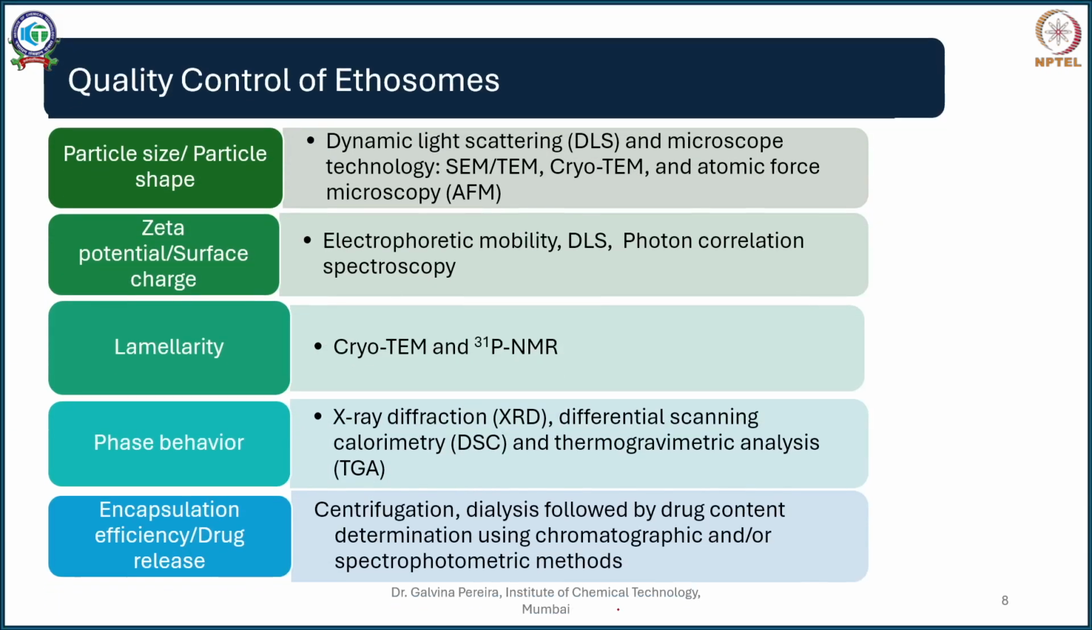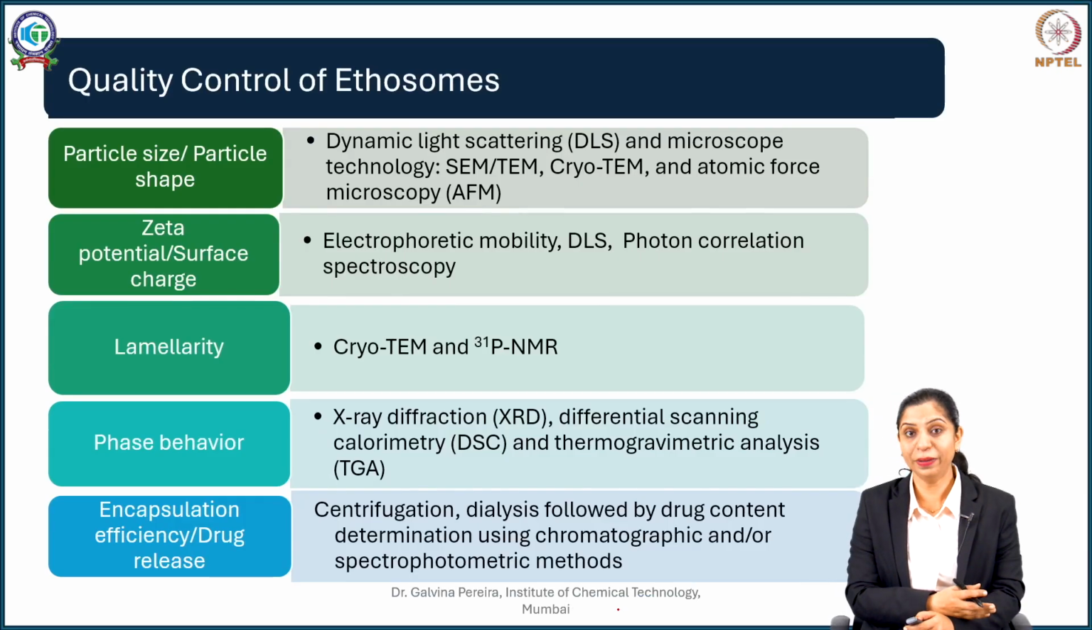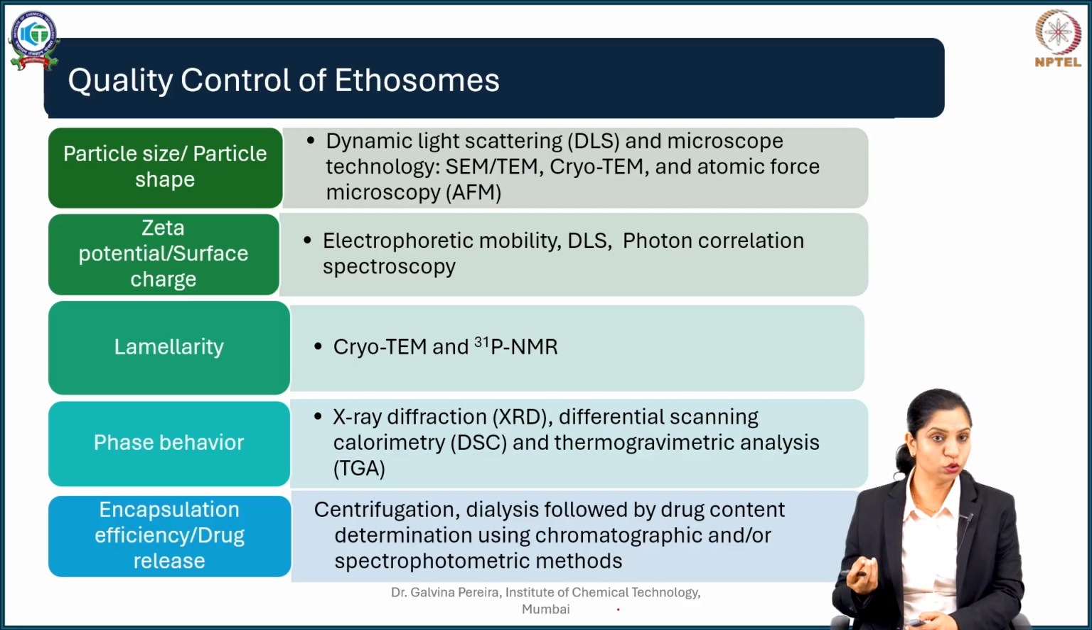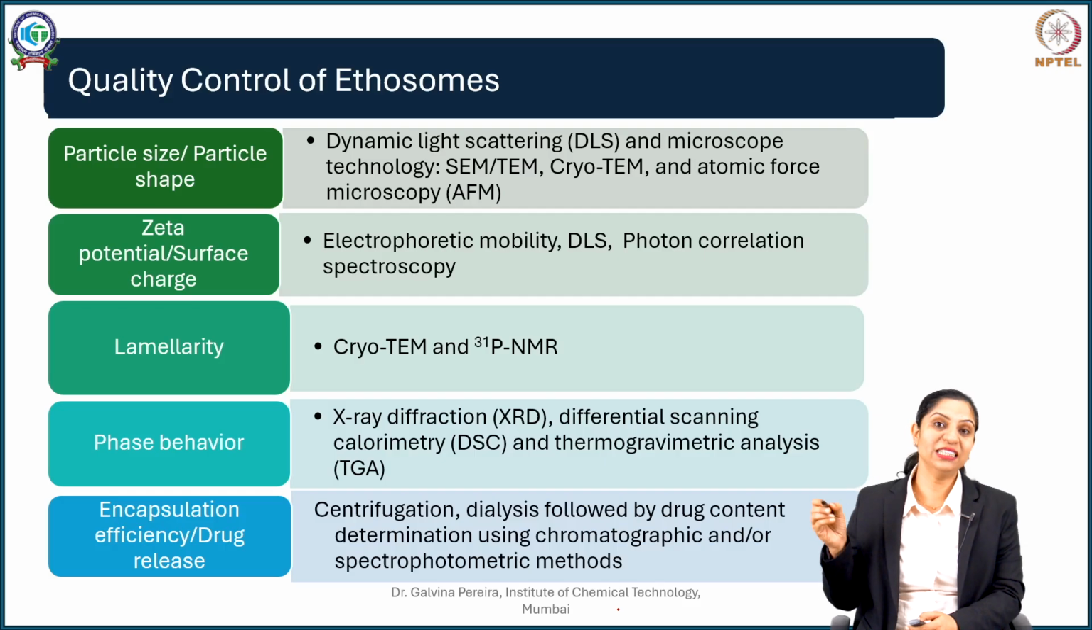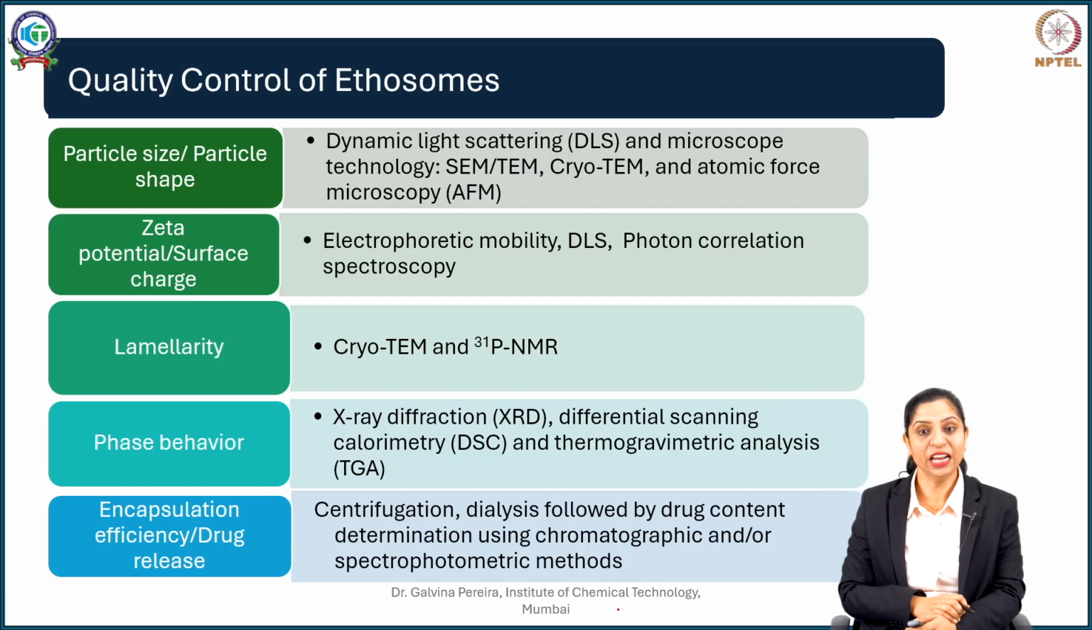So once you have the ethosomes, how do you do the quality control? You would see many of these quality control methods match those of your phytosomes. Once your ethosomes are prepared, the ethosome size can be easily measured by dynamic light scattering. The more the scattering, the finer the size, because if you recollect, that is attributed to Brownian motion. Finer particles have more Brownian motion, as a result they will move more and cause a lot more scattering as compared to larger particles.